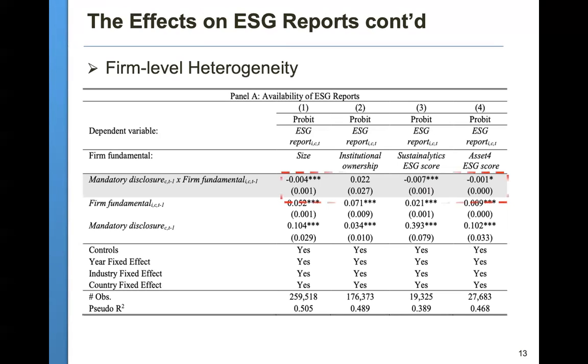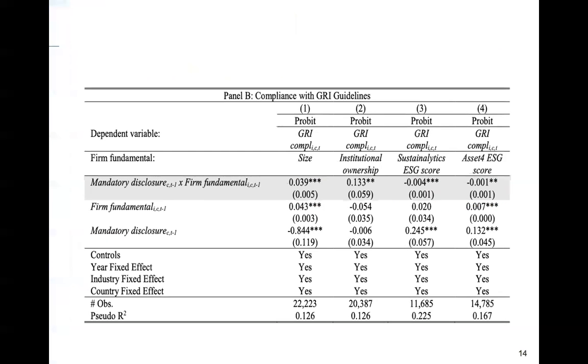Regarding the availability of the ESG report, we find that this impact is more pronounced in smaller firms and firms with poor ESG performance. If a firm has poor ESG performance, maybe they didn't have an ESG report before the implementation of this kind of regulation. So after the implementation, they must do something, okay? They must prepare an ESG report. So this shows a more pronounced impact for smaller firms and also firms with poor ESG performance.